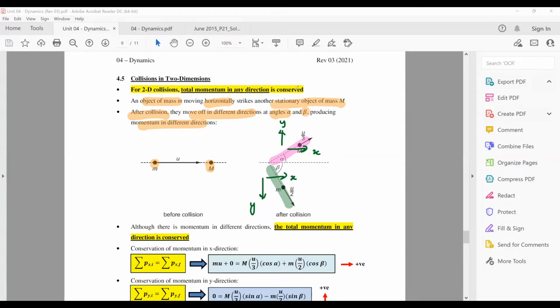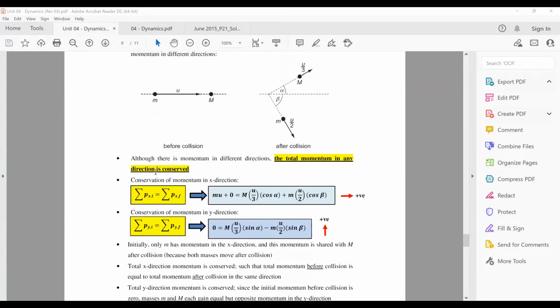But now we will tell you that the total momentum in any specific direction must be conserved. What we mean by that is that if you consider the y direction alone, the total momentum must be conserved. If you consider the x direction alone, the total momentum must also be conserved. So here I say that although there is momentum in different directions, the total momentum in any direction must be conserved. What this means is basically these two statements here. I'll just go down a little.